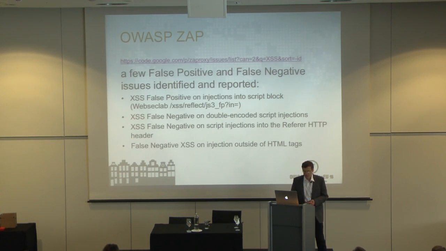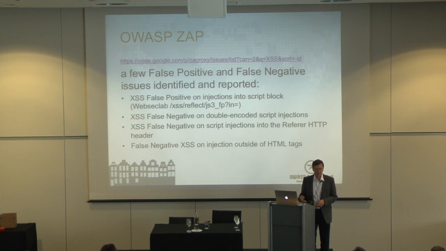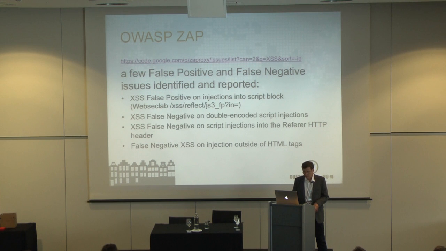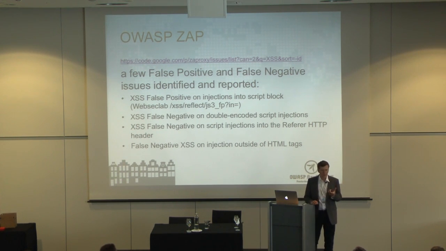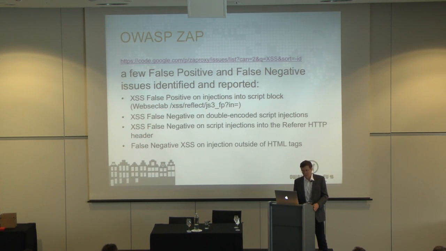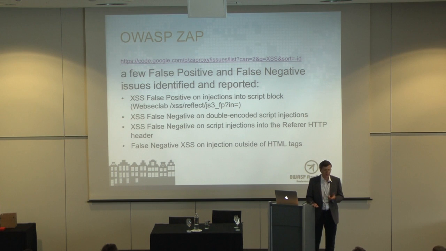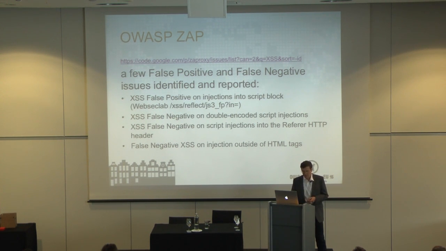And for WASP ZAP, I created a few false positive and false negative issues. If you look at code.google.com, ZAP proxy, it's with XSS in the subject. So this false positive is injection in the script, and it's a tricky one. It's something that we suffered a lot, especially if you think of Yahoo search result pages. They need to take the user input, so they take the search parameter and put it in different places, including in the script strings. If they're properly quoted, it's no problem, but if the scanner doesn't detect this, then it runs into difficulties and produces an avalanche of issues.